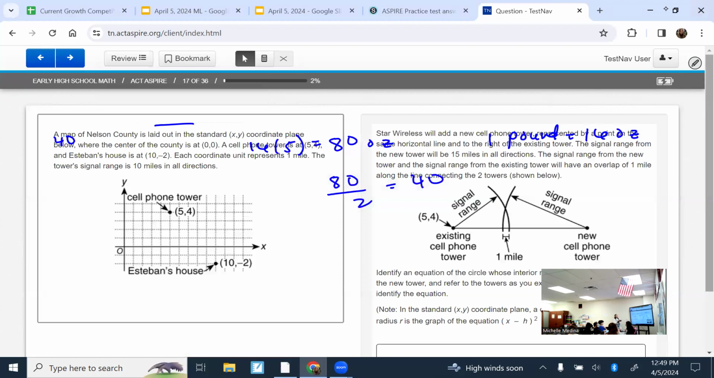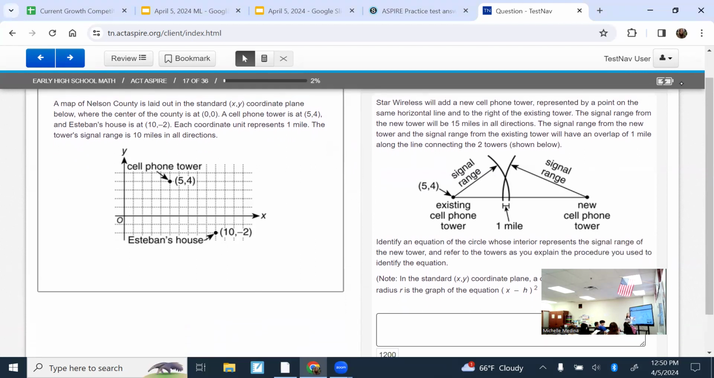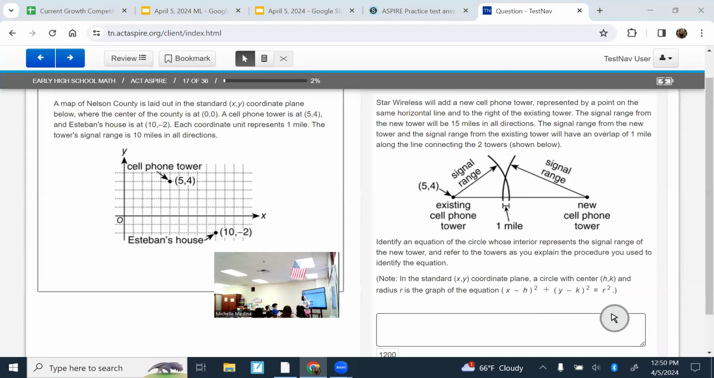All right, so this one had the same situation for, I want to say like 4 or 5 different problems. So when first reading this part, there might be some extra information we don't need. And also looking over here, this is quite a paragraph. Kind of read ahead to see what it wants, so that when you go and read the problem, you know what to look for. So this phone company will add a new cell phone tower represented by a point on the same horizontal line and to the right of the existing tower.